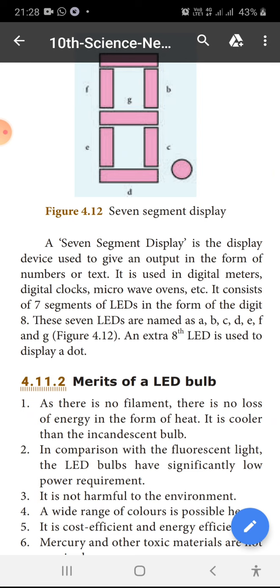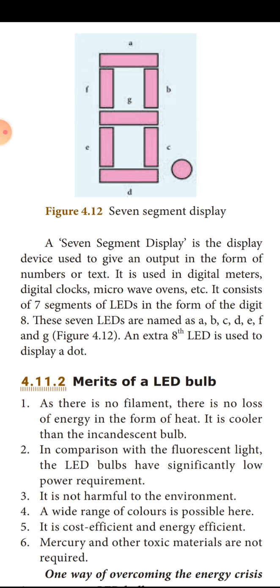It is used in digital meters, digital clocks, microwave ovens. It consists of 7 segments in the form of the digit 8. The LEDs used in the 7 segment display are named A, B, C, D, E, F and G. An extra 8th LED is used to display a dot. So it is called a 7 segment display.